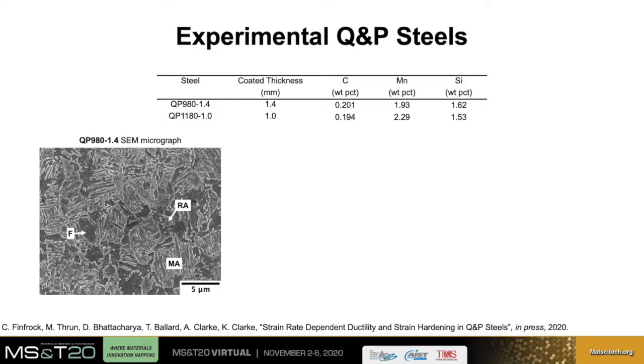To provide a view of the Q&P microstructure, an SEM micrograph of QP980 is provided in the lower left. The microstructure appears consistent with other Q&P microstructures reported in the literature. Ferrite, retained austenite, and tempered martensite are evident in the microstructure, and generally, the austenite exists in both blocky and film morphologies. The microstructure appears to be very fine.